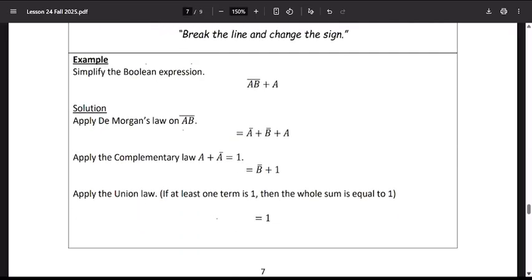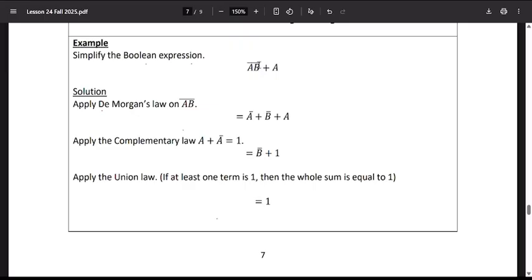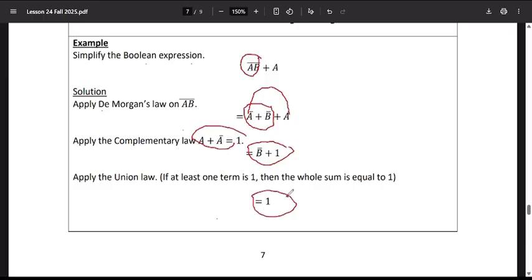So I think I'll put more examples. Take a look at this guy now. How do we use De Morgan's law? We know that this guy is the same thing as this guy, by De Morgan's law. And by the complementary law, if you add this to that, it's going to be 1. That's why this guy is going to be plus 1. And don't forget, whenever any of the terms in a union sum equals 1, the result is going to be 1. So that's exactly what I mean. The result is going to be 1.